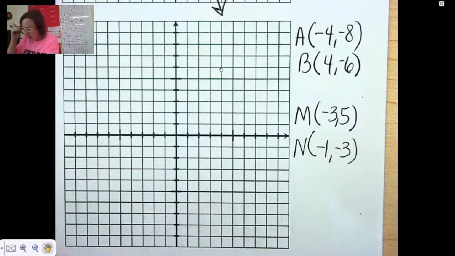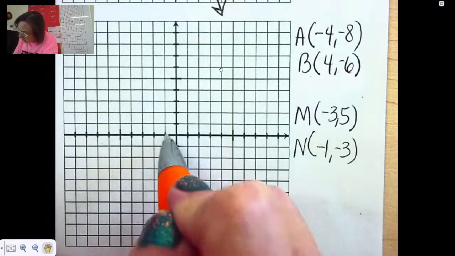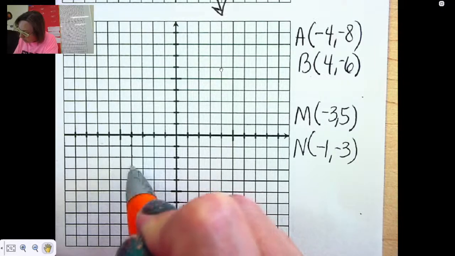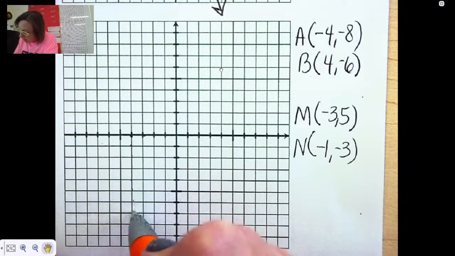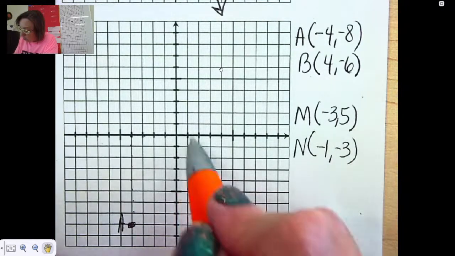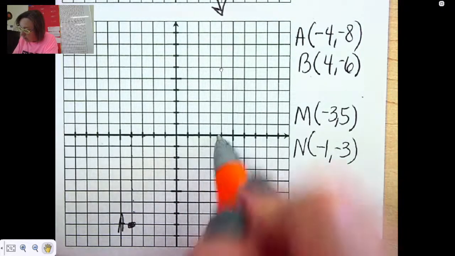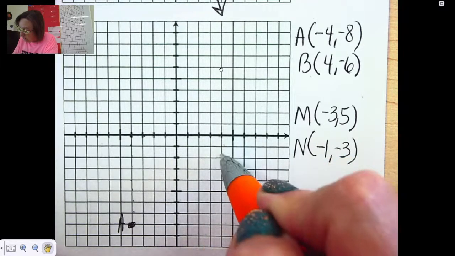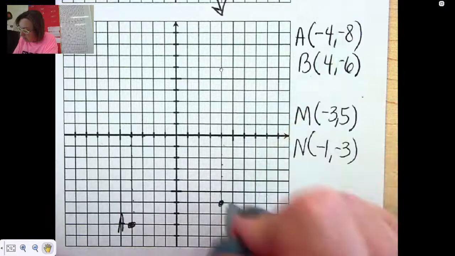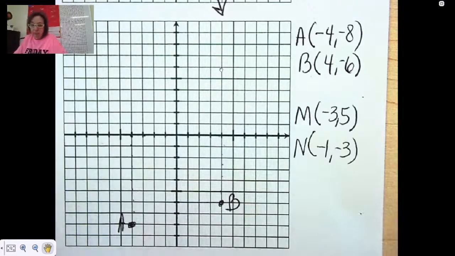Okay, so I'm going to do A first. 2, 3, 4. 3, 4, 5, 6, 7, 8. So there's my A. B is 4. 1, 2, 3, 4. -6. 3, 4, 5, 6. There's my B. Can't get a hold of my ruler.